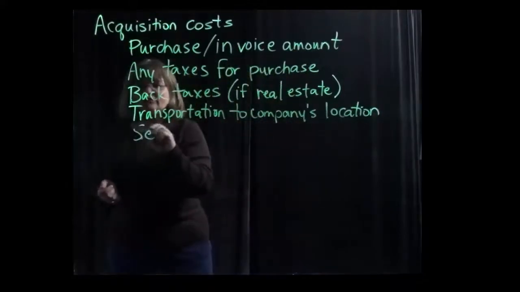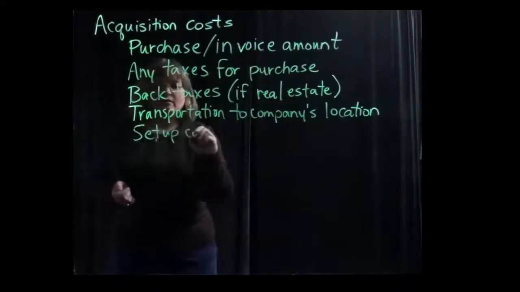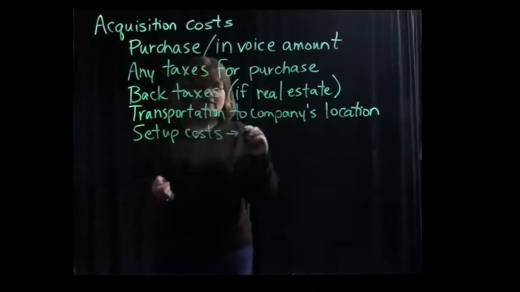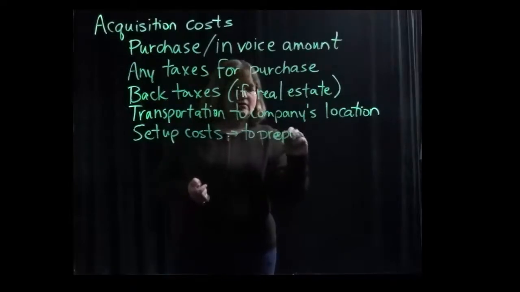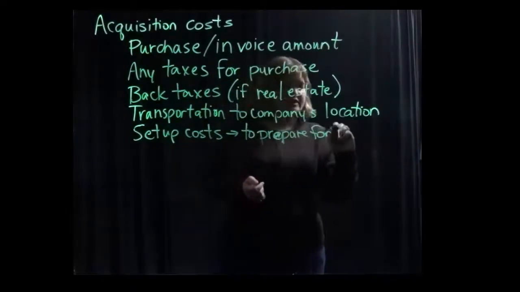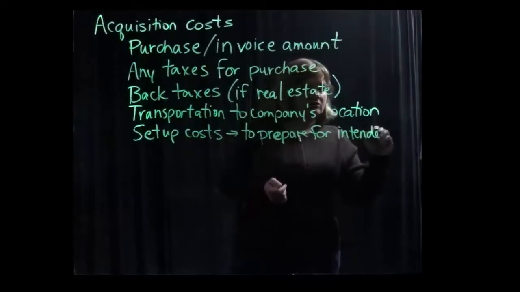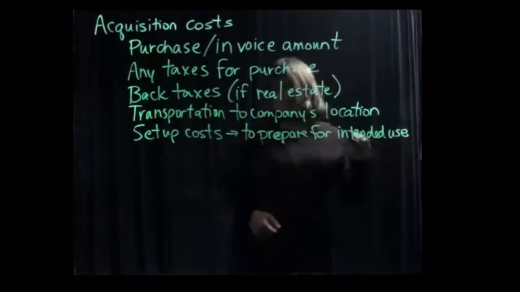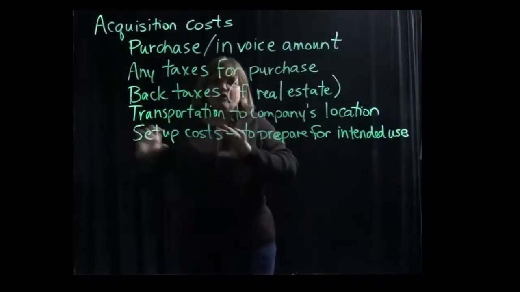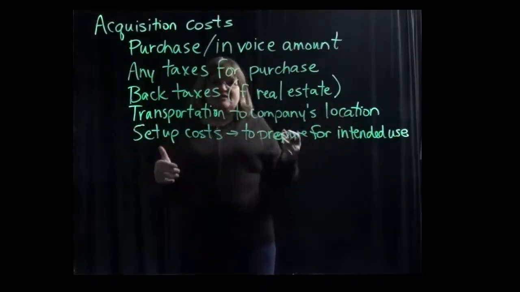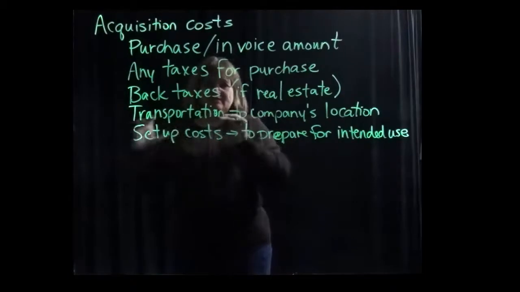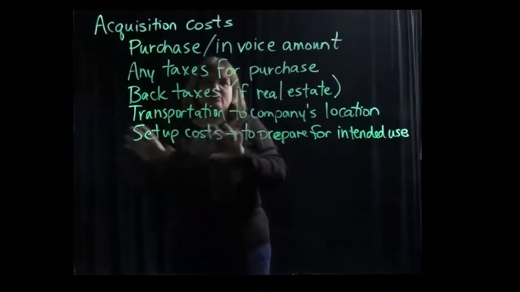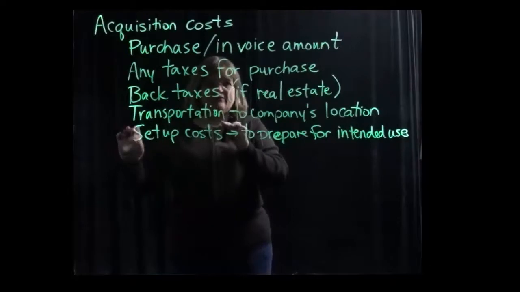Any setup costs for the asset, if that's part of preparing it for its intended use. If it's just an ongoing setup cost that needs to be done every time the asset is used, so for example, you set it up one way if it's production equipment to produce one product, and then you have to change it and set it up a different way for another product, that would not be part of the asset cost. That would be part of the production cost.